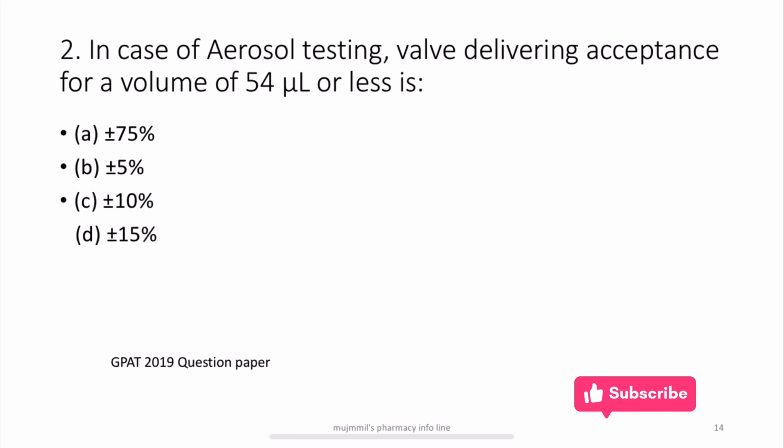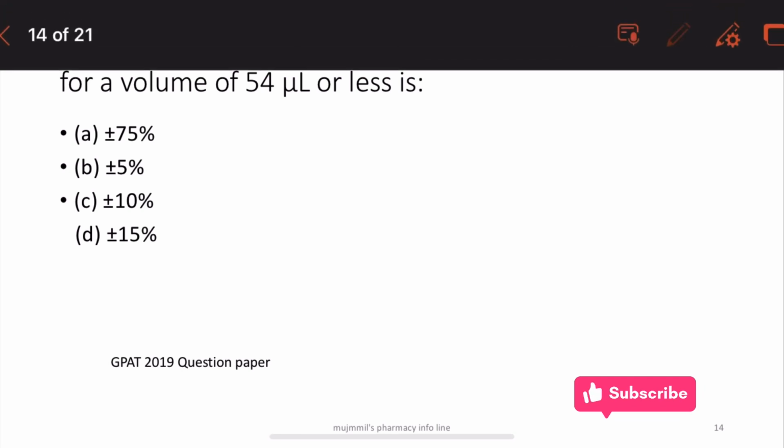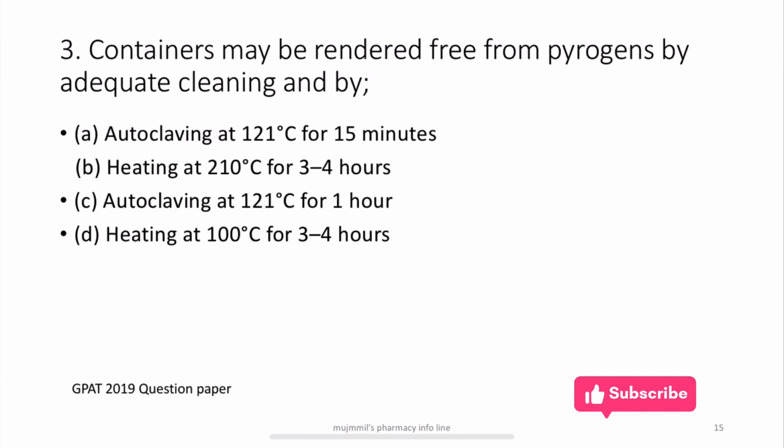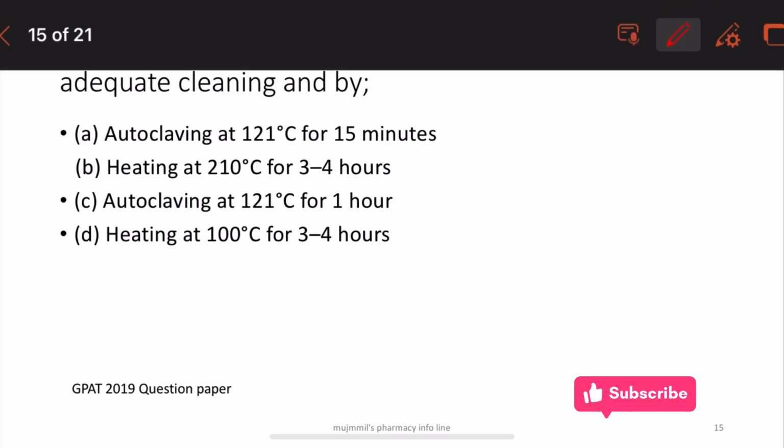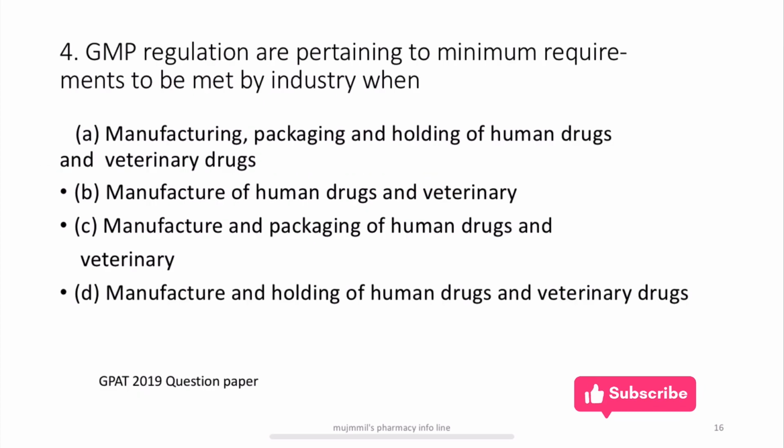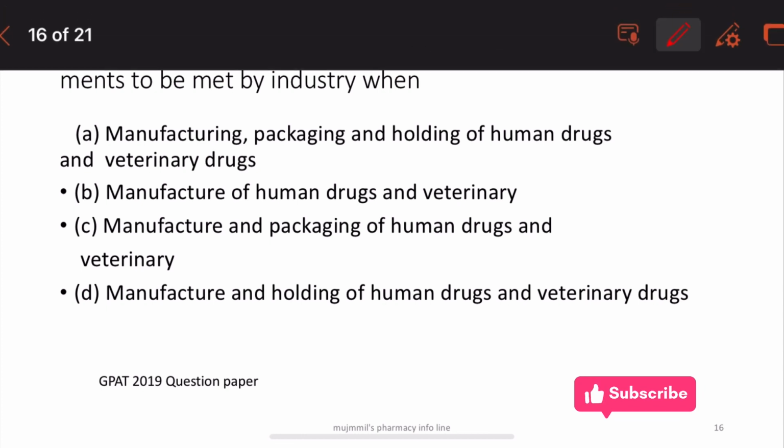Second question, in case of aerosol testing, valve delivery acceptance for a volume of 24 microliter or less is. The correct answer is option D, plus minus 15%. Containers may be rendered free from pyrogens by adequate cleaning and by. The correct answer is option B. GMP regulations are pertaining to minimum requirements to be met by industry when. The correct answer is option A, manufacturing, packaging and holding of human drugs and veterinary drugs.